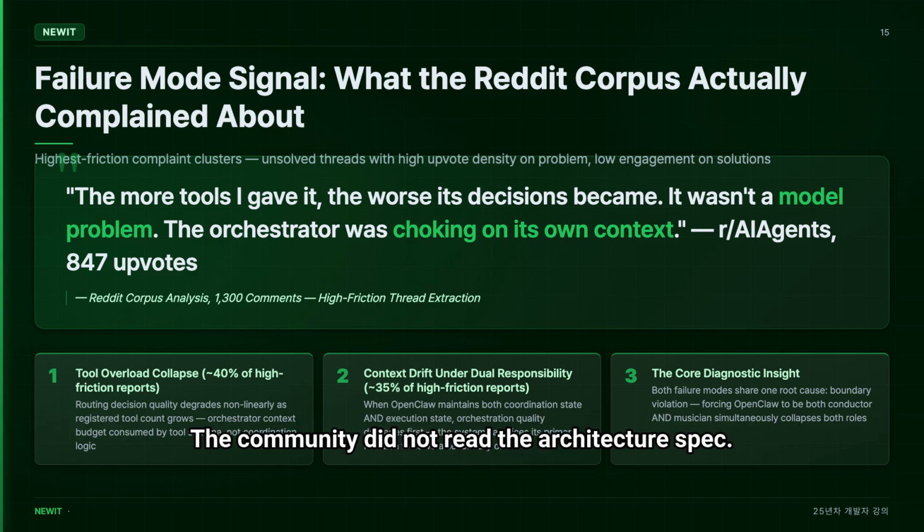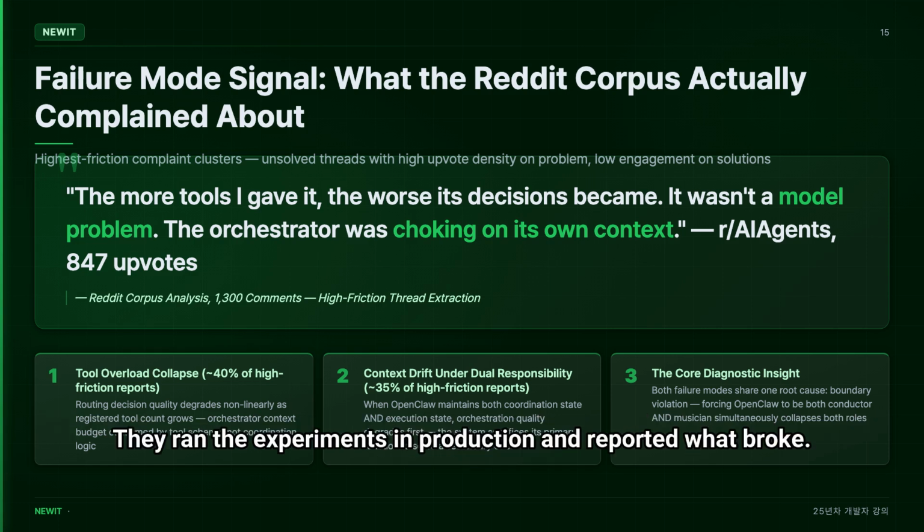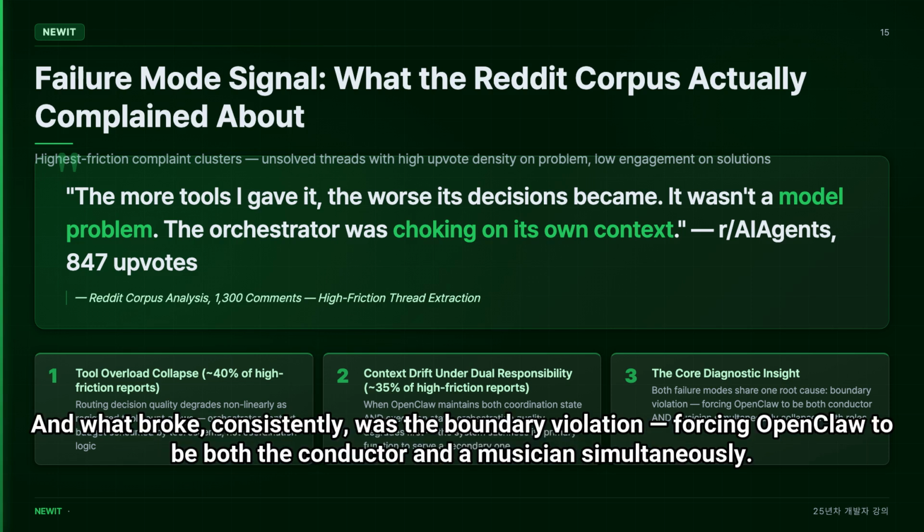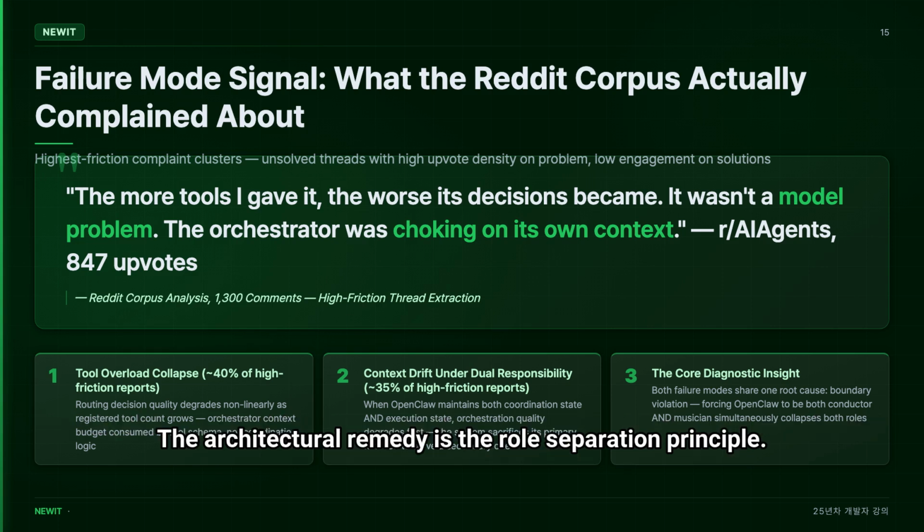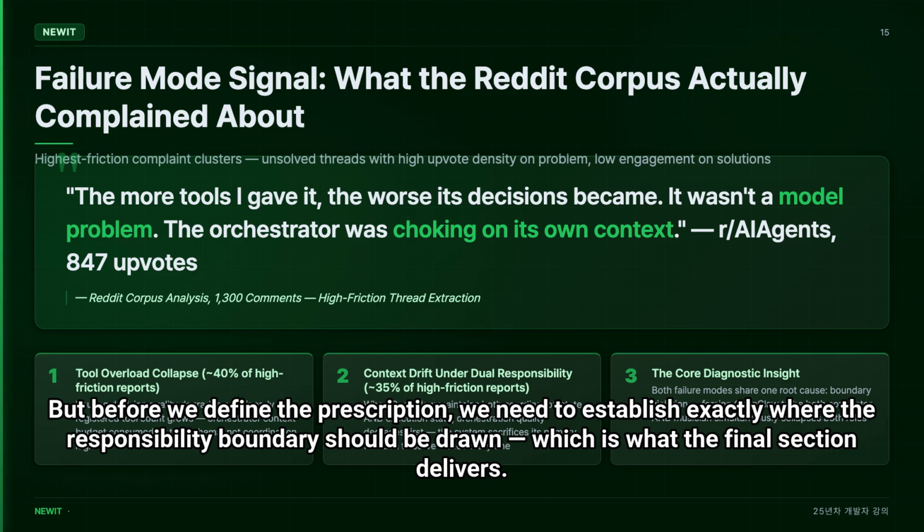The community did not read the architecture spec. They ran the experiments in production and reported what broke. And what broke, consistently, was the boundary violation, forcing OpenClaw to be both the conductor and a musician simultaneously. The architectural remedy is the role separation principle. But before we define the prescription, we need to establish exactly where the responsibility boundary should be drawn, which is what the final section delivers.